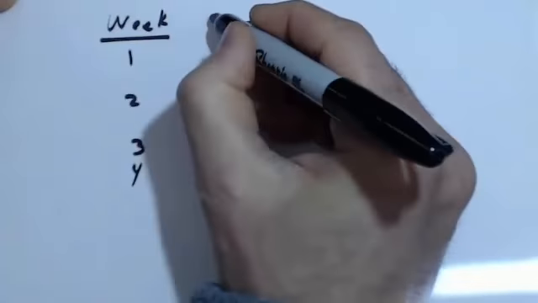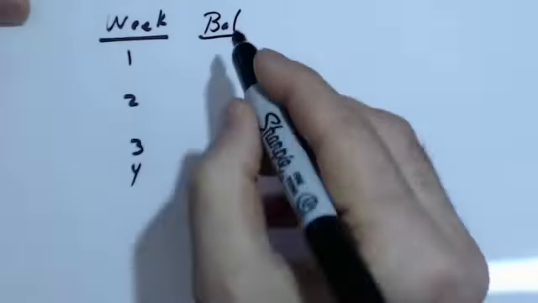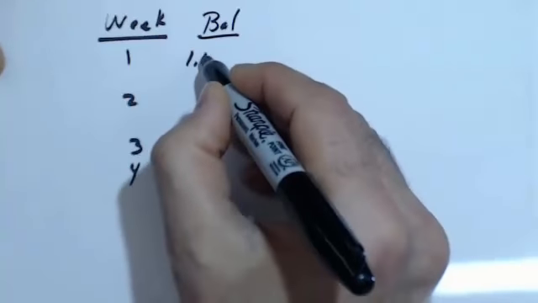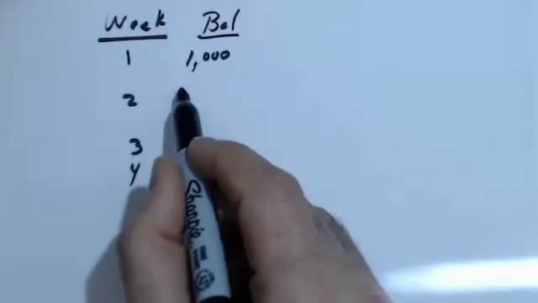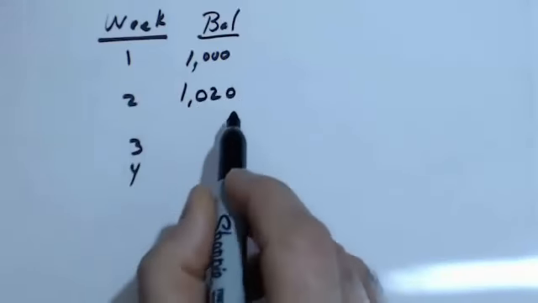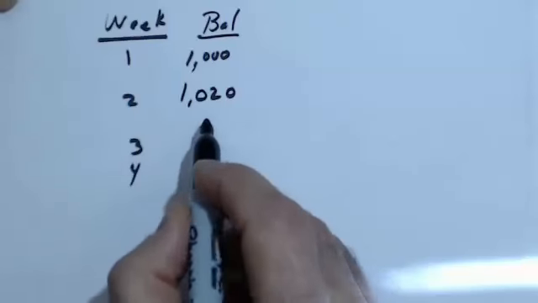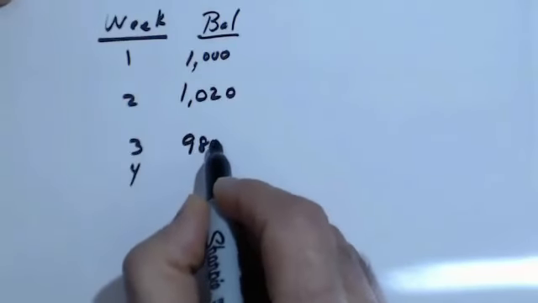First of all, notice I didn't give you any returns. All I gave you was your portfolio balances. So you can look at it this way. You've got weeks 1, 2, 3, and 4, and then you have a balance. I'm going to chop the last 3 zeros off of everything because I don't want to deal with them. So we had 1,000, which is really $1 million. Then your portfolio went to 1,020, which is $1,020,000.